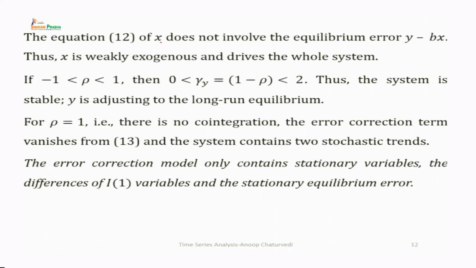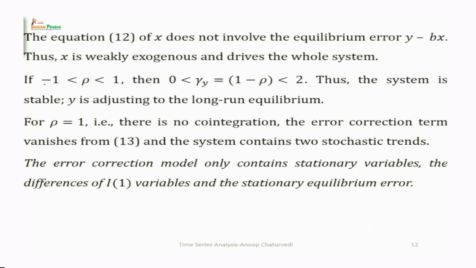So, equation 12 of x does not involve the equilibrium error y minus b x. So, you can say x is weakly exogenous, and this drives the whole system. Then if minus 1 is less than rho less than 1, and if you write 1 minus rho equal to gamma y, then gamma y lies between 0 and 2. Thus, the system is stable and y is adjusting to the long run equilibrium.